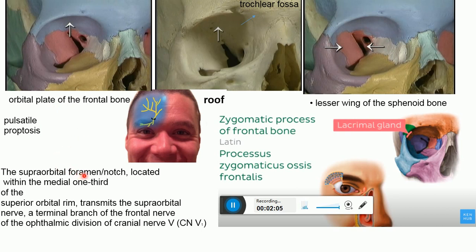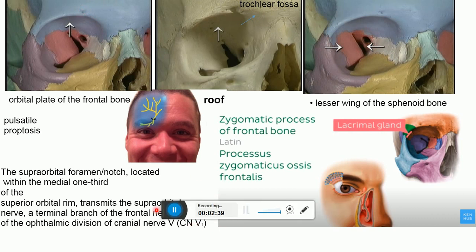There is a supraorbital foramen or supraorbital notch. It is located within the medial one-third of the superior orbital rim. Here you can see. It transmits the supraorbital nerve. The supraorbital nerve is a terminal branch of the frontal nerve. The frontal nerve is a branch of the ophthalmic division of cranial nerve V, CN V1. And there is the lacrimal gland. It occurs here in the zygomatic process of the frontal bone.